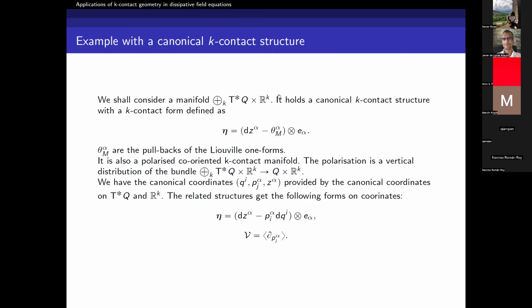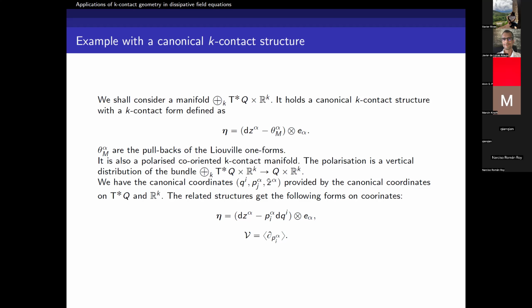That example is that manifold here. It has a canonical contact structure. It is defined as written here, where theta is a Liouville one-form, which is canonical for cotangent bundles. It is also a polarized co-oriented k-contact manifold because the polarization can be constructed as a vertical distribution of the bundle as written here.